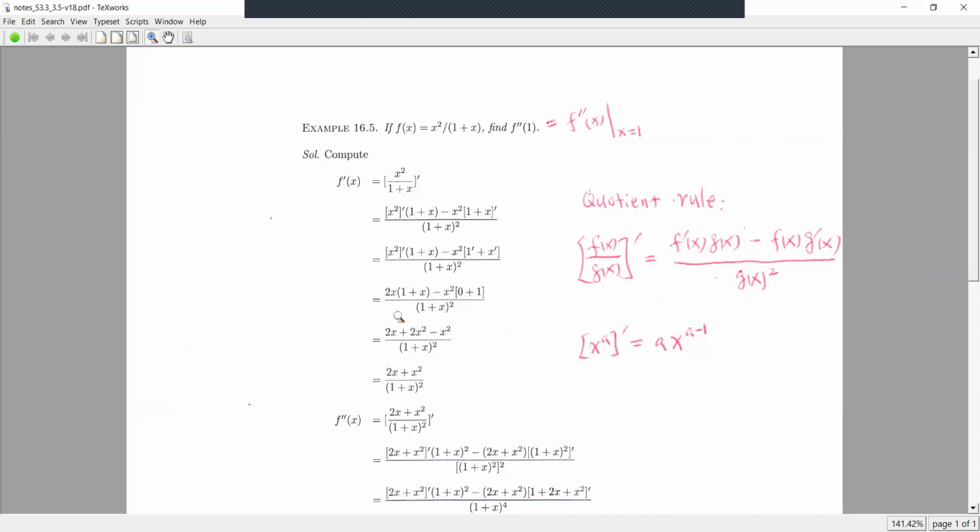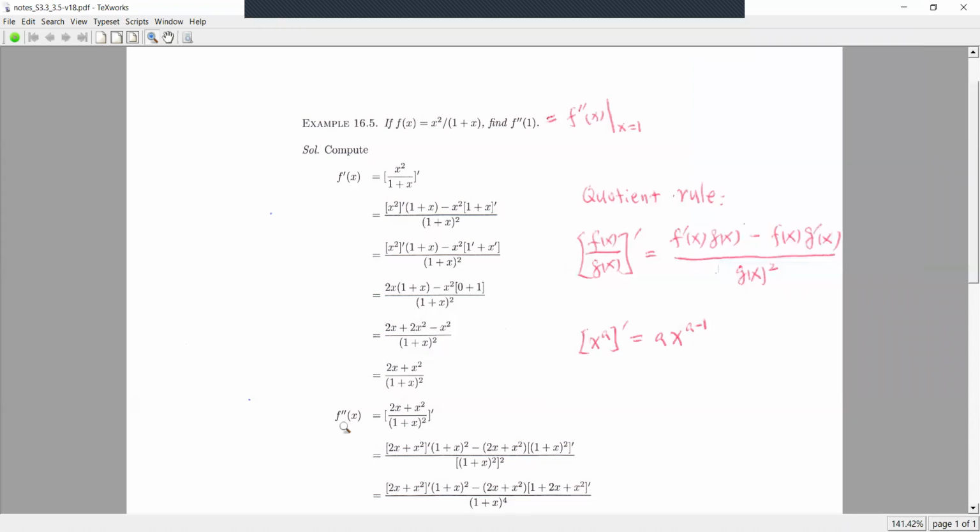Because we need to take the derivative again, it is good to simplify this result so that our following computation is easier. Distribute 2x to 1 and to x, then we have this equation. Cancel one x squared, then we have this equation. This is the simplified result of the derivative of function f.